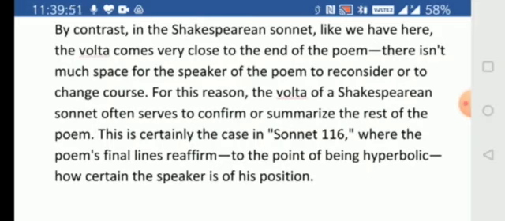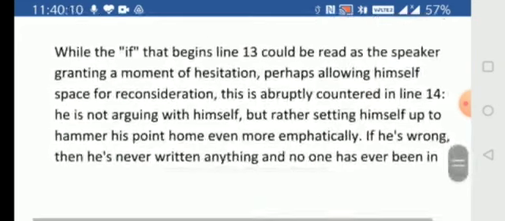That is, those last 2 lines sum it up. This is certainly the case in Sonnet 116, where the poem's final lines reaffirm, to the point of being hyperbolic, how certain the speaker is of his position.